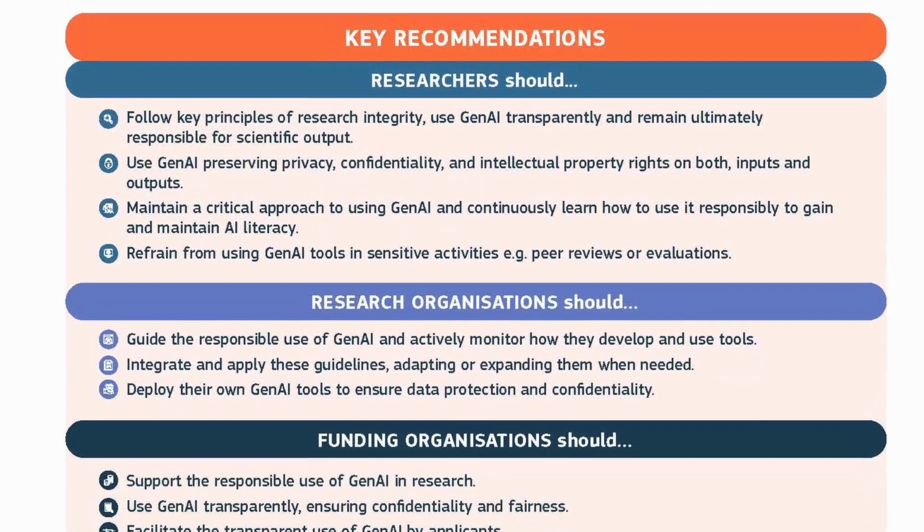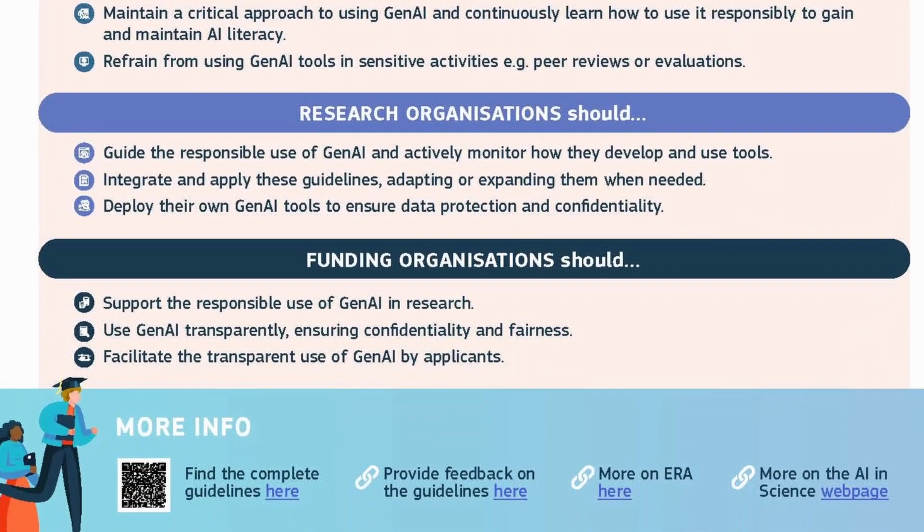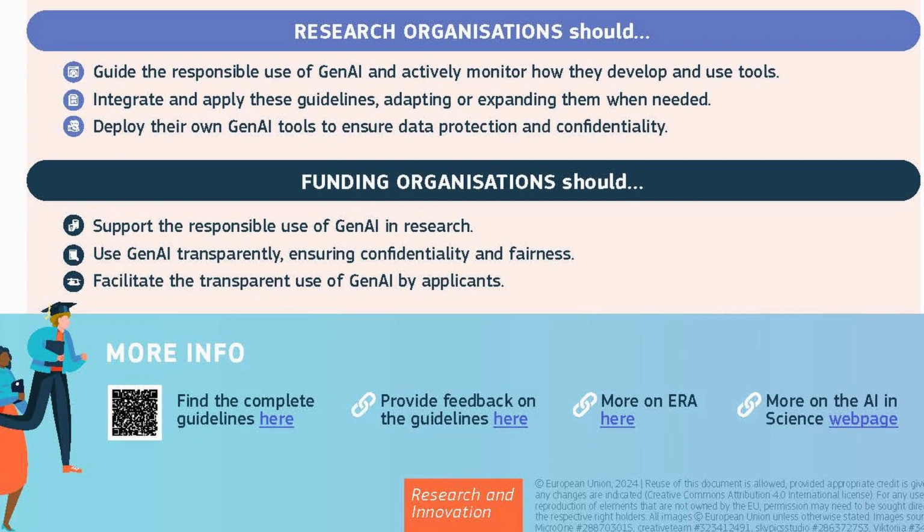And then finally here, where it talks about funding organizations, it says that they support the responsible use of generative AI in research, use generative AI transparently, ensuring confidentiality and fairness, and then facilitate the transparent use of generative AI by applicants. This is really good in that it talks about, hey, generative AI is here and it is going to be used in research and it should be used in research, but we need to be transparent about it. So that's important. We need to be observing it. We need to ensure that the human is in the loop.